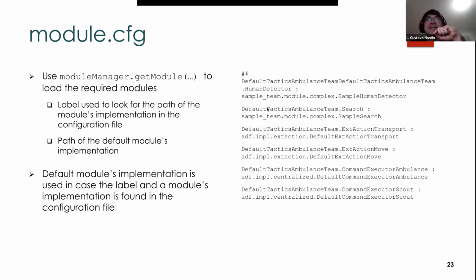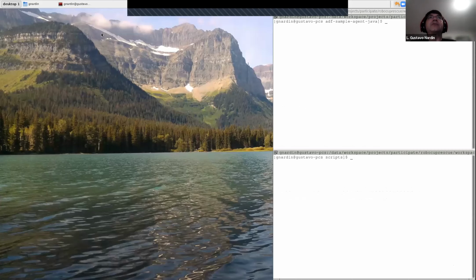Is this one here? Is this label here? And the second parameter on the get module is the path of the default module implementation. If you forget to define in the module.tfg a content or a path to the label that the get module is trying to locate, then the get module will use the second parameter as a default. I think this is really, really confusing. So I will move to the actual implementation so you can see what I'm talking about.